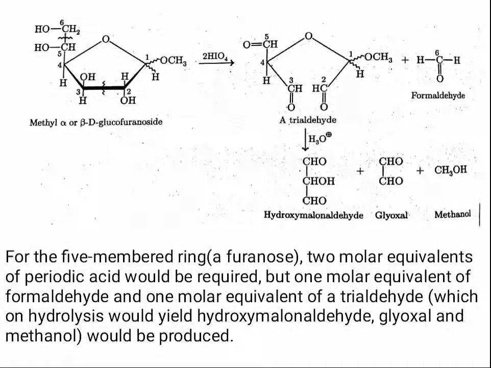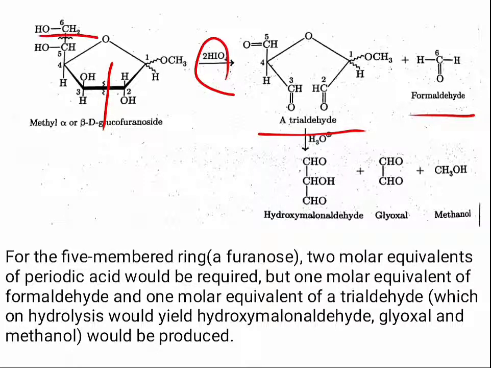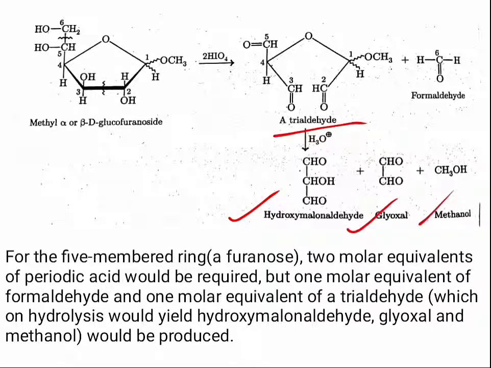In case of a 5-membered ring methyl glucofuranoside, if you do the periodic acid oxidation, you will get a trialdehyde and formaldehyde. So this bond will break and this one will break. So you will get a trialdehyde and one molecule of formaldehyde. Actually, this one will make the formaldehyde. And then if you hydrolyze this trialdehyde, you will get this, and this.